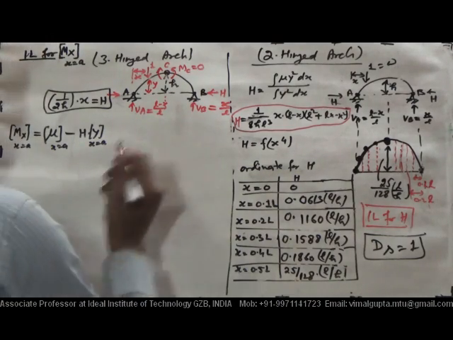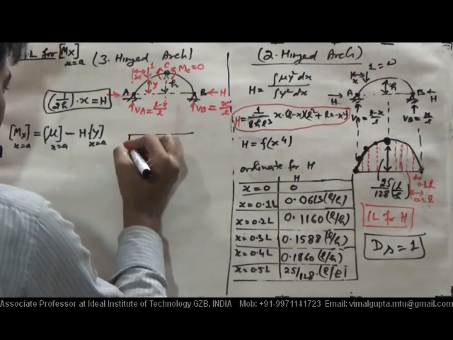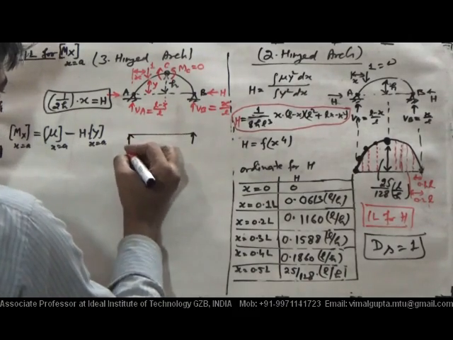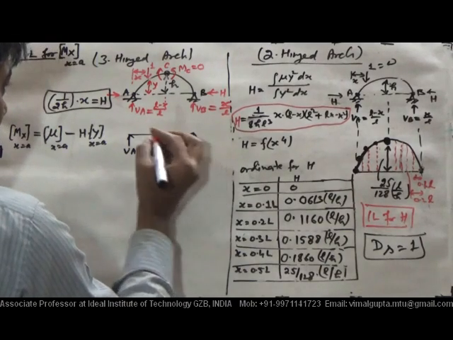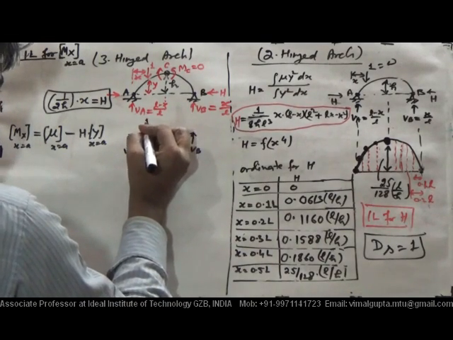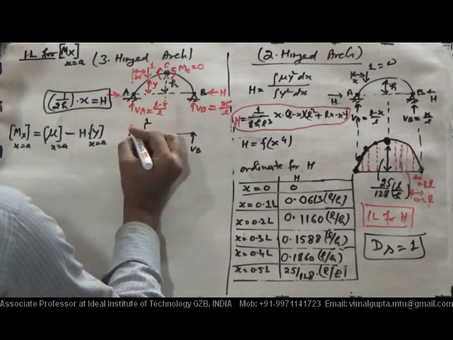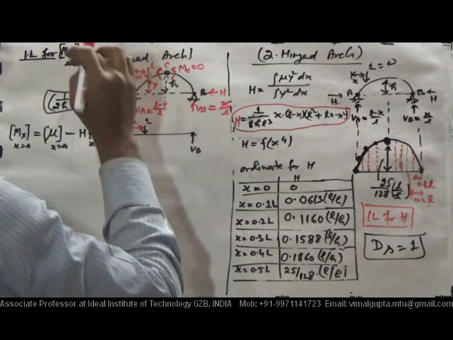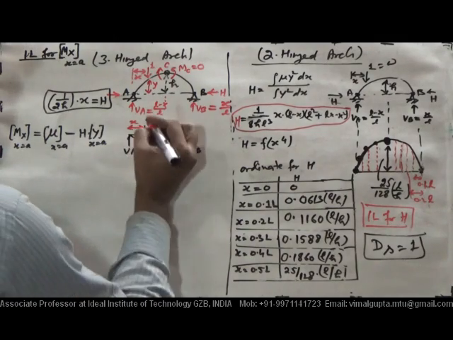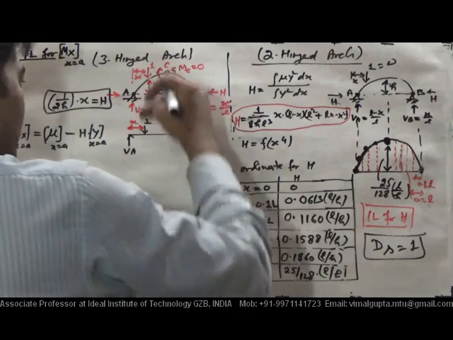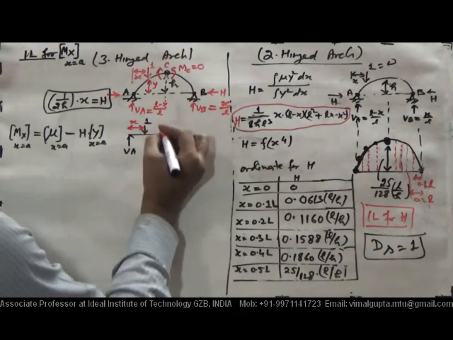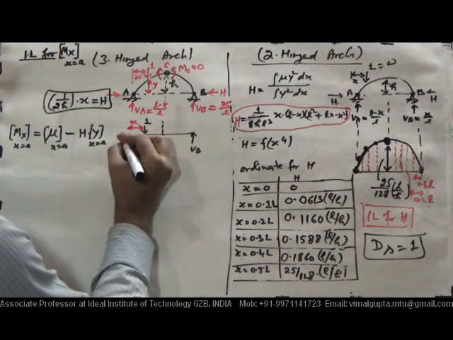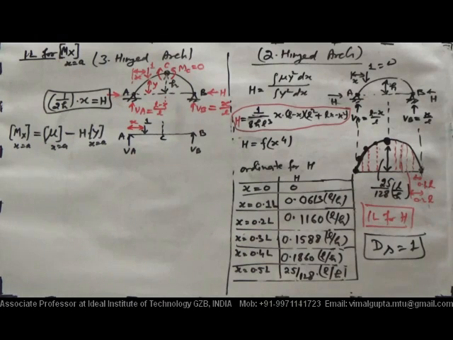So mu is this one, with reactions at A and B, and a unit load acting here at a distance of x. So this is basically the FBD to calculate the value of the beam moment, the simply supported beam moment at any point, and the horizontal projection. This point is C, this is A, this is B.